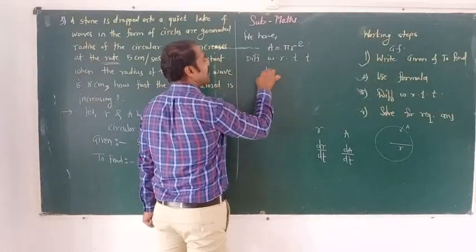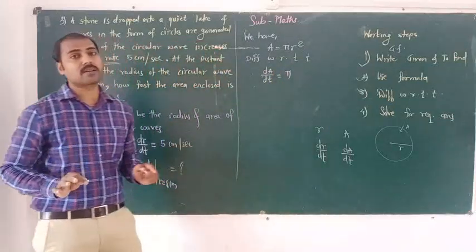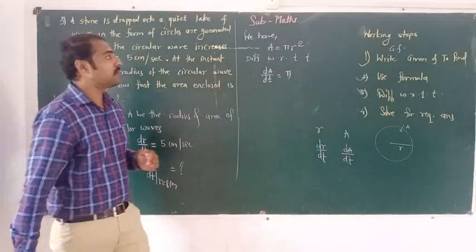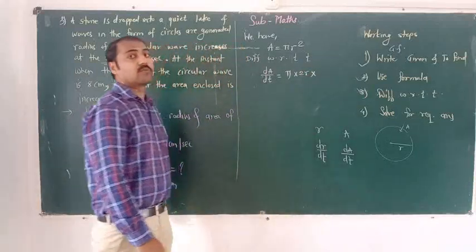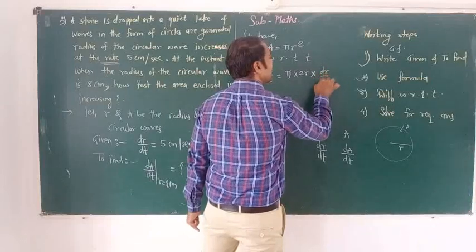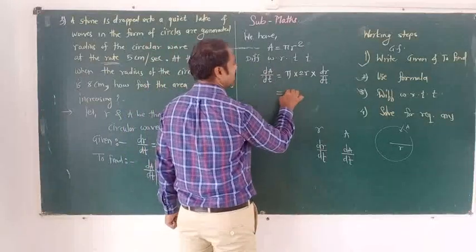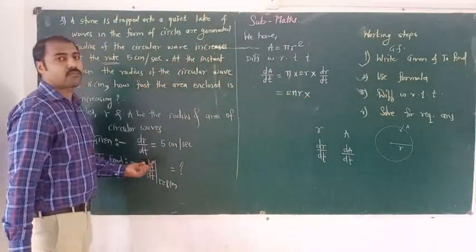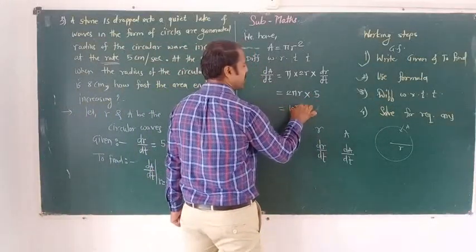Therefore, dA by dt is equal to, pi is constant, but r is not constant. Since time increases, radius increases, so r is a variable. Derivative of r square is 2r into, we are differentiating with respect to t, so multiplied by dr by dt, which is equal to 2 pi r into, here dr by dt is given 5, which is equal to 10 pi r.